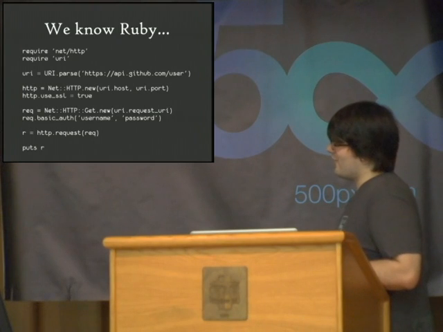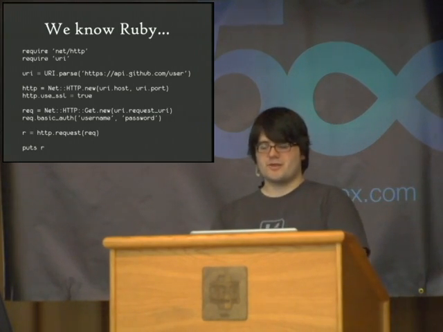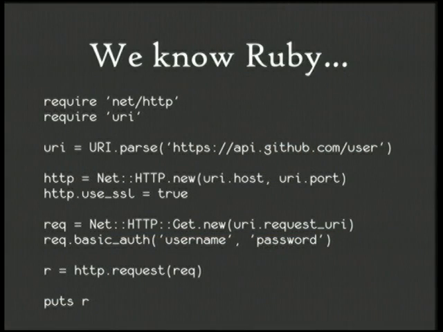So let's say we know Ruby, and we're going to take a small piece of code that we wrote in Ruby, and we're going to port it to Python. Because the best way to learn a language is to take a small piece of code that you know, or a library, and then try to port it over to the new language. So what we're going to do here is just send a simple HTTP request to the GitHub API and get the response. And then we're going to do the same thing in Python and see how it goes.